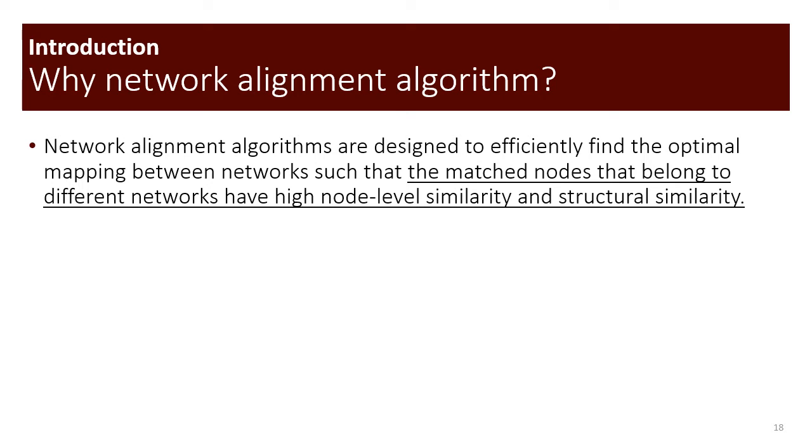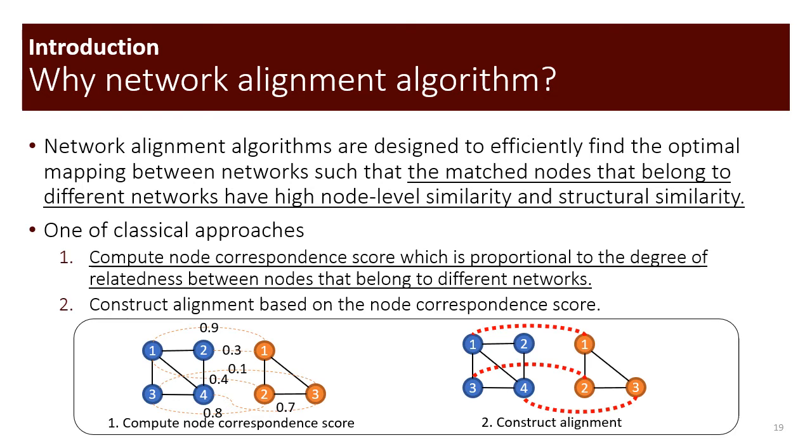At this moment, one may have a question. Why do we use the network alignment? Network alignment algorithms are designed to efficiently find the optimal mapping between networks such that the matched nodes that belong to different networks have high node level similarity and structural similarity. Of course, we cannot fully utilize it because network aligners do not consider the order of bases. Topaz only took the first step that computes the node correspondence score.